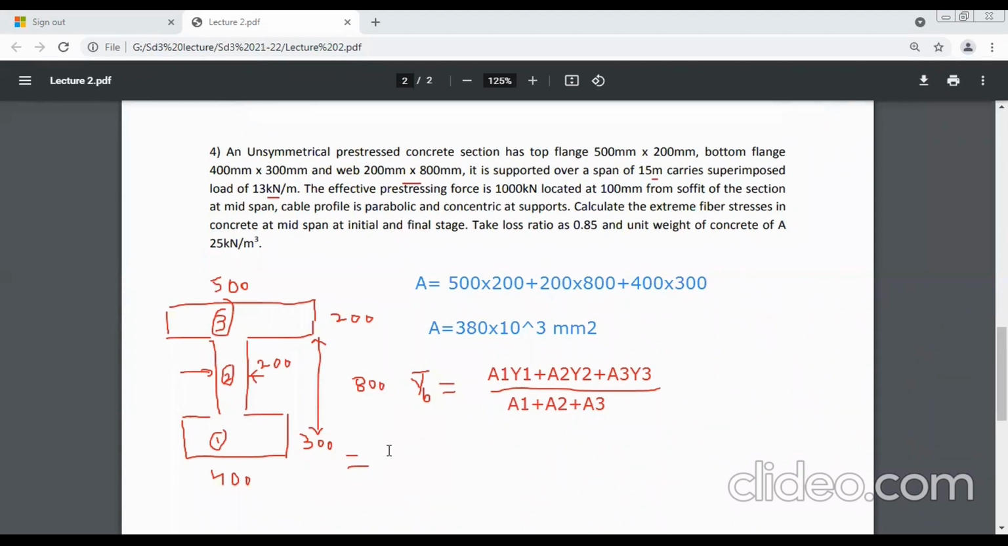Just see here. For y1, it is 400 into 300 into y1, it is 150 mm. Then plus 200 into 800 into y2, it is 300 plus 400, it is 700. Then plus A3y3, it is 500 into 200 into 800 plus 300 plus 100, it is 1200. Okay, this one it is 1200.